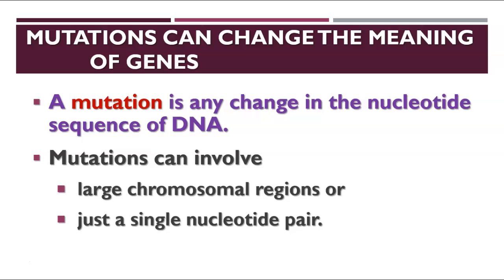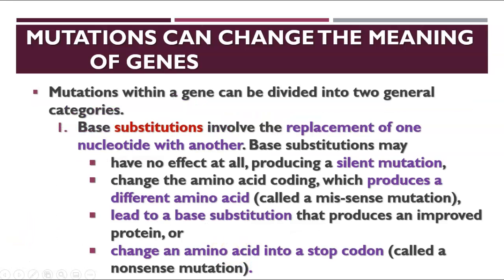Think about when you're typing something on the computer. How often do you make a mistake that you have to back up and correct or use spell check to correct? The cell has spell check also, basically in the DNA polymerase. But sometimes mistakes still pass through. If those mistakes pass through, they're called a mutation, and that's going to be a change in the sequence. So there are two main categories of mutations within the gene.